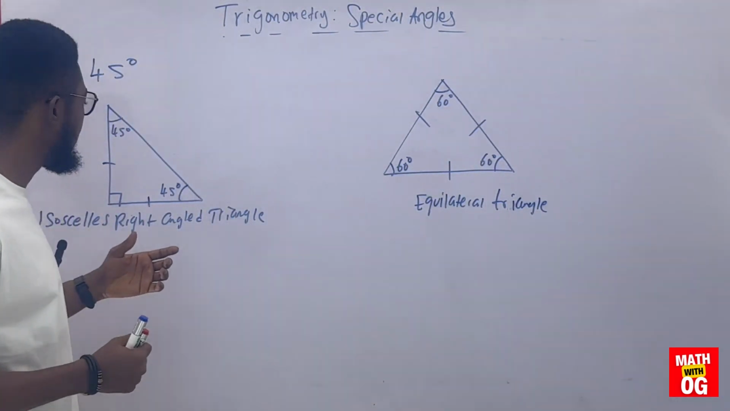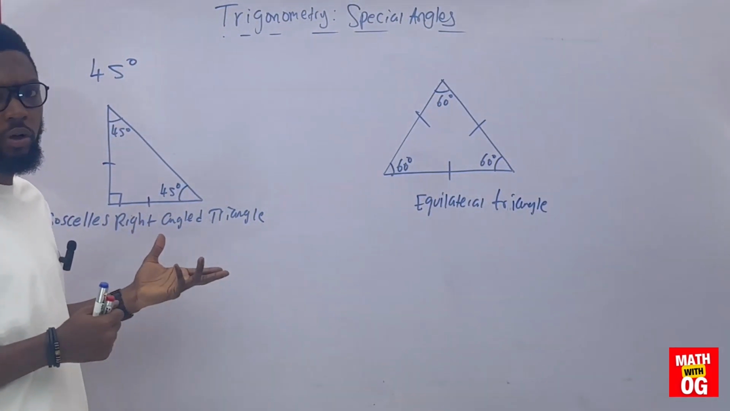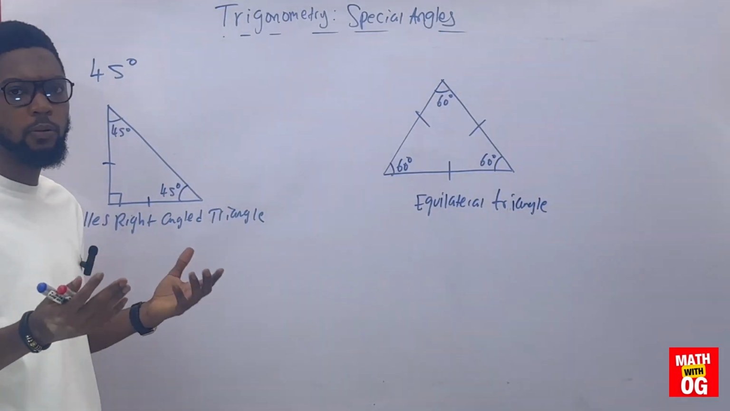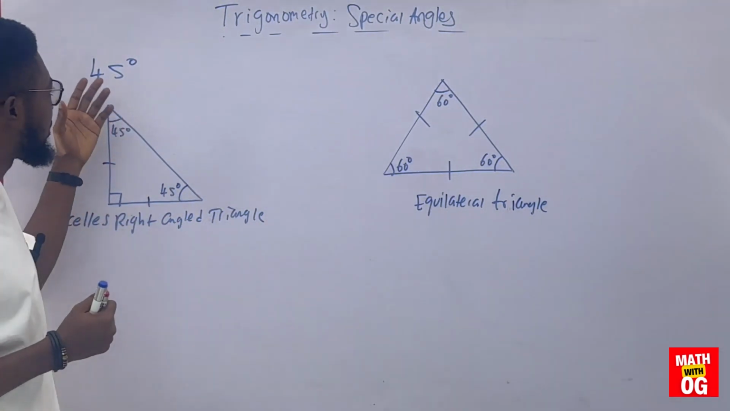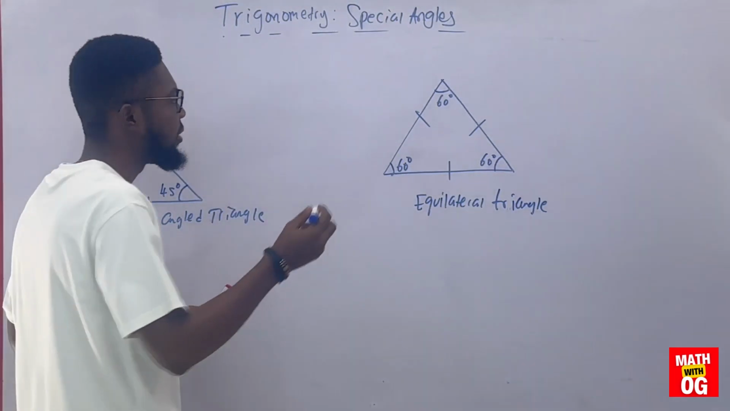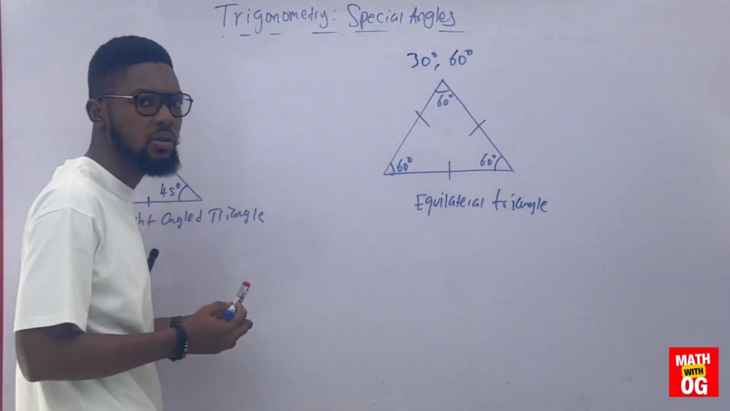Now we have three special angles in the first quadrant. In a subsequent video we'll be doing the fourth quadrant. We have three special angles in our first quadrant. That's your 45 degrees, then you have your 30 degrees and your 60 degrees.